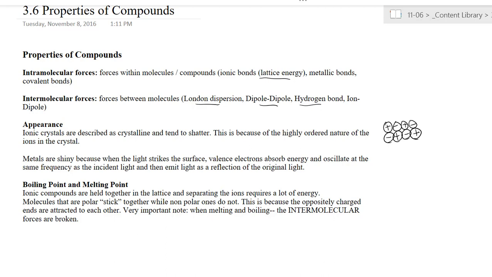And it shatters, which means it's going to break into a lot of small pieces. And that's also because of the way that it's organized. So when it shatters, there are sort of clean breaks within the crystal when we are separating it. Okay, and in terms of metals, one of the things that we notice when we look at metals is that they tend to be shiny. Okay, and that's because of the way that the valence electrons interact with light when the light shines on the metals.